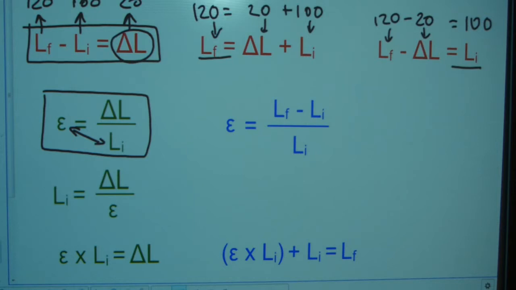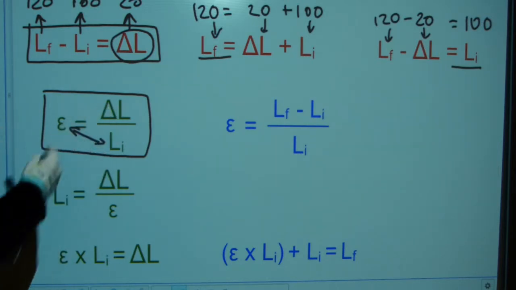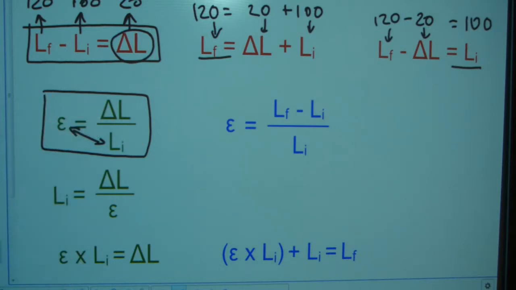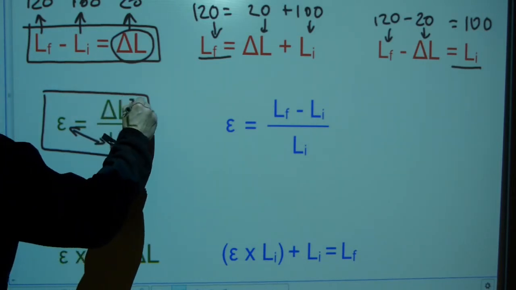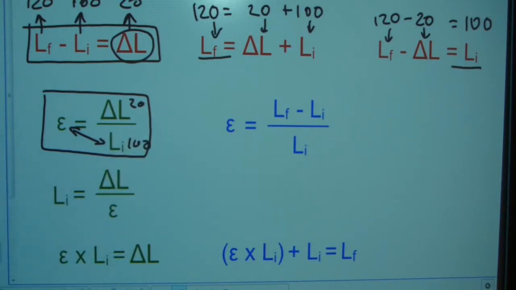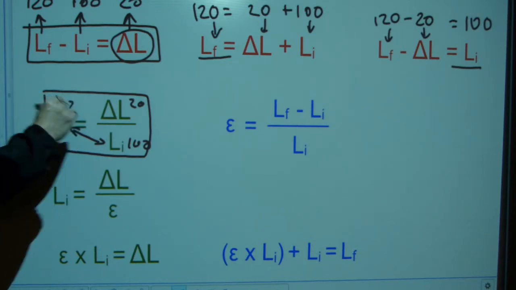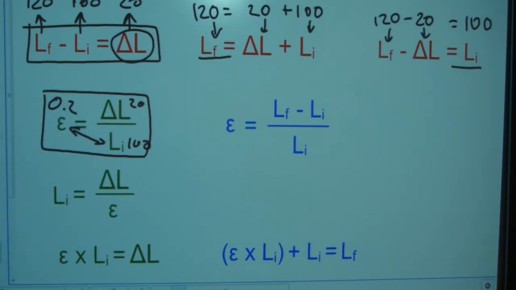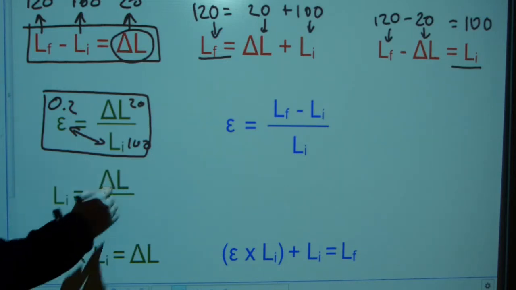The third equation comes about if these two guys are multiplied and they equal the remaining third term, delta L. So that's what you see here. They are multiplied. Now, to check it, just to make sure that they are all right, delta L was 20, length initial was 100. If you divide 20 by 100 and press the equal button on your calculator, you better be seeing 0.2 there. So that's your third term.